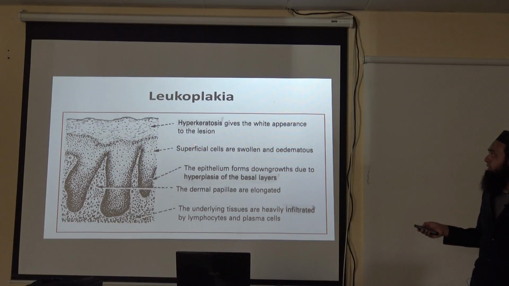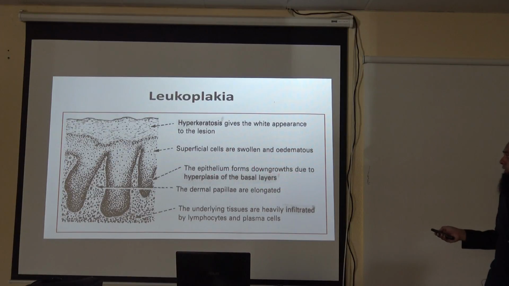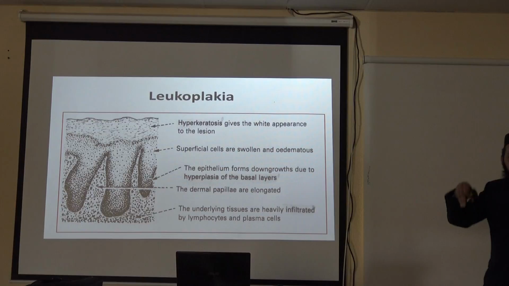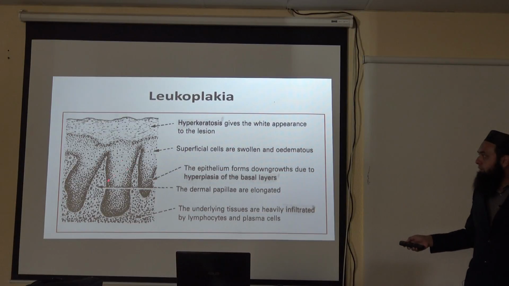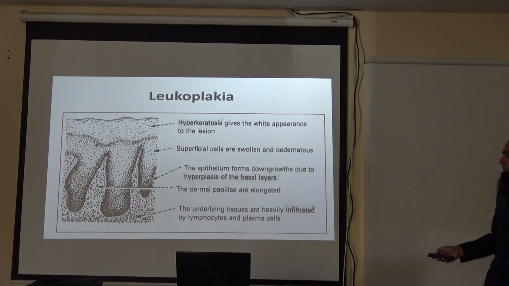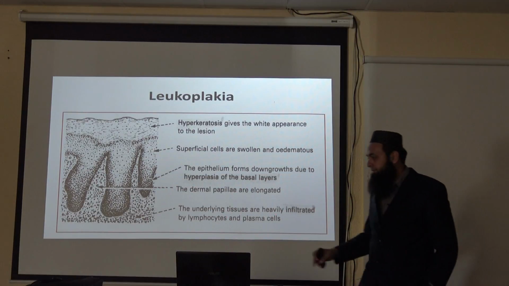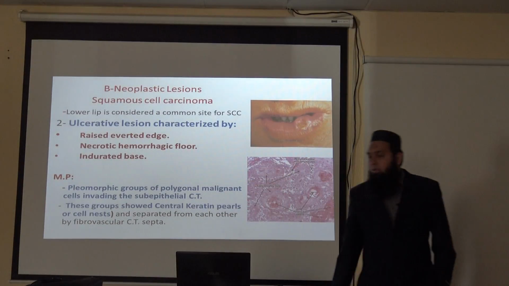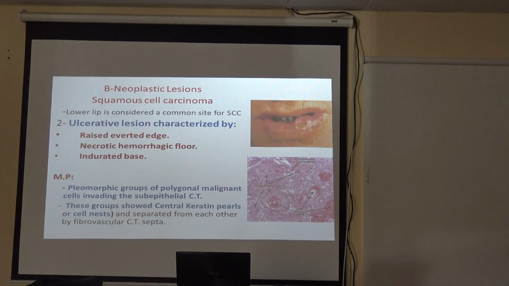The hyperkeratosis is there, superficial cells are swollen, and the epithelium forms downgrowth due to hyperplasia of basal layers. So hyperplasia is there mainly. The dermal papillae in between are long because the layer is going down, so obviously this layer will be more. And the underlying tissue shows inflammation.